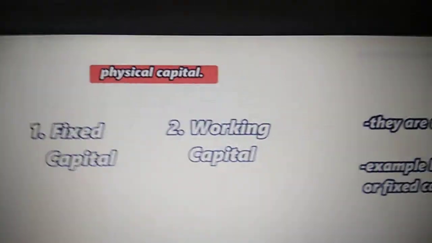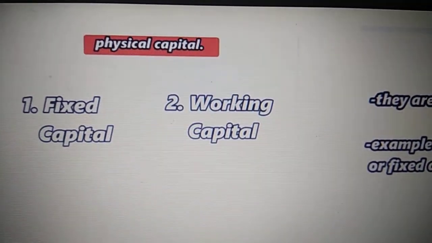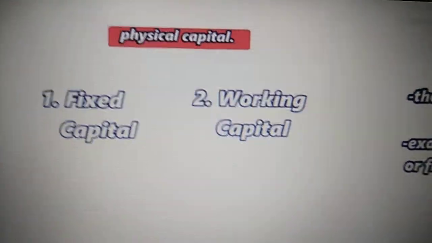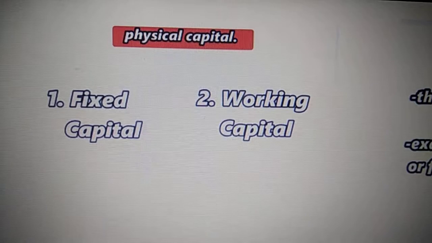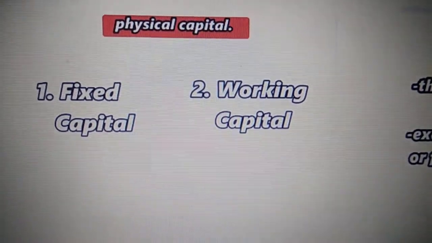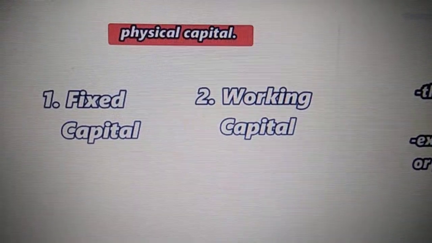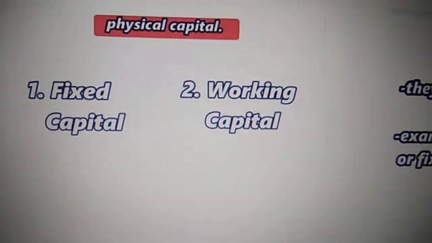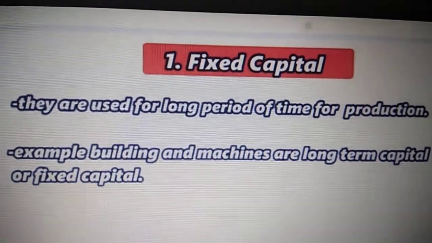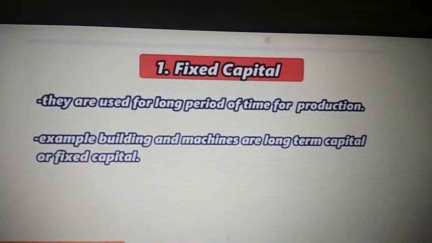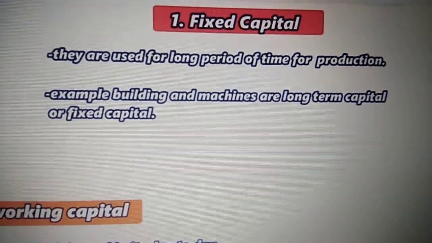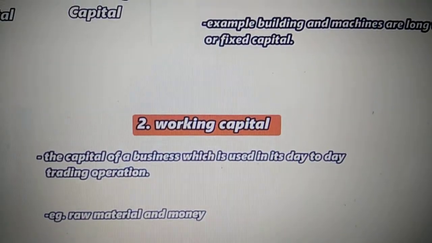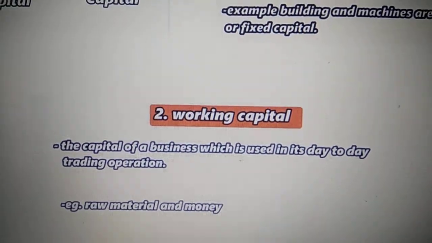So the last factor that we have learned, apart from land, labor, human capital, is physical capital, which we divide into fixed capital and working capital. Okay, so I hope you have understood this. Let's zoom in to show you again. Fixed capital is used for a long period of time of production, and working capital is for day-to-day trading operations.